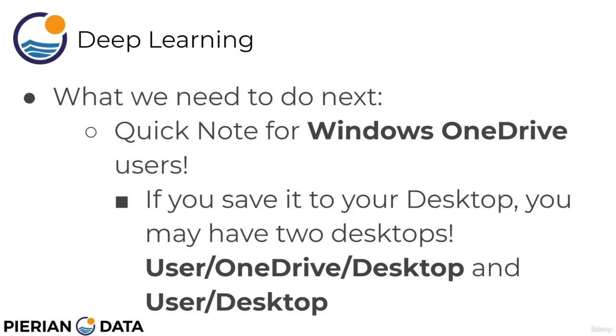You have a user/OneDrive/desktop folder, and then a user/desktop folder. So you can always check the file properties to understand which desktop you're actually saving to. That's a quick note.